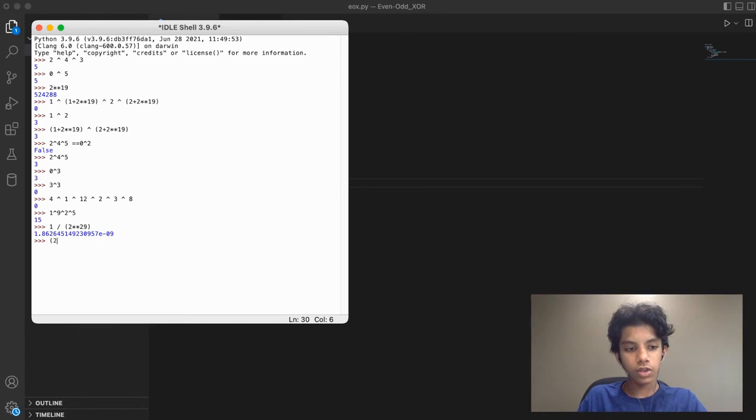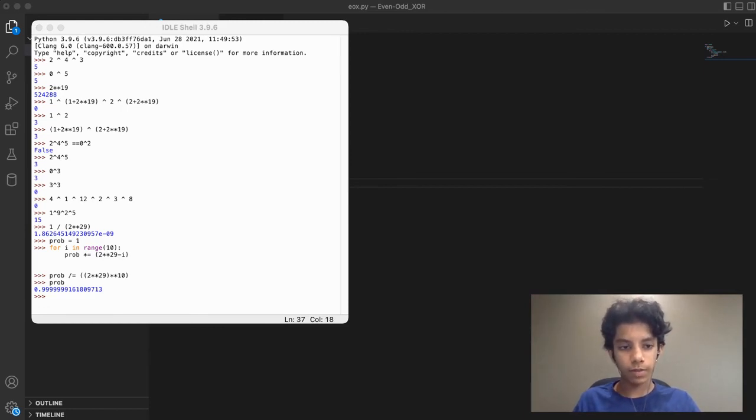So that means we have 2 to the power of 29. This is going to be pretty complicated, so let me create a quick script for this. We'll say prob is equal to 1, for i in range of 10, prob times equals 2 to the power of 29 minus i. And now we do prob divided by equals 2 to the power of 29 to the power of 10. So this is the probability that we generate an array without any collisions. I think you can see that it's reasonably high. So let's continue on with what we've got now.